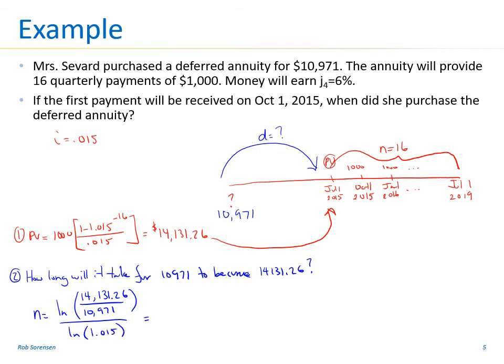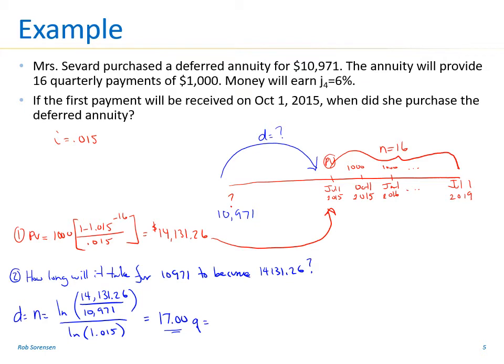Pop that in there and come up with 17.00. And always when we solve for n, or in this case, little d, isn't it? That's really what we're trying to solve for. We're using the old n formula, but it's actually d. We end up with 17, and it's in quarters, isn't it? Because that's what the rate was.